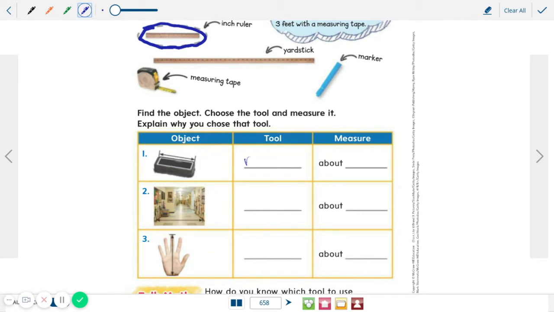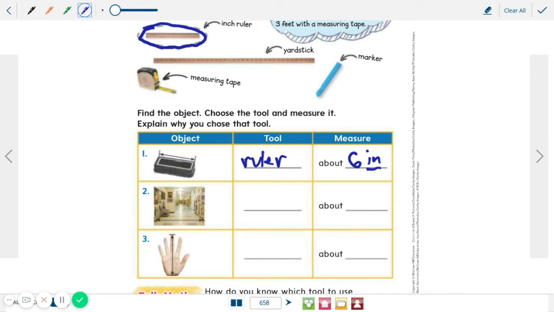Let's make it a little bit thicker. A ruler. And this would be about 6 inches. Remember to put the inches so we know what measurement you're using.